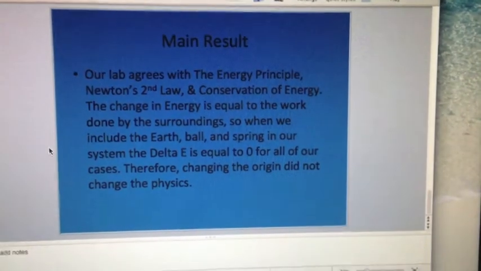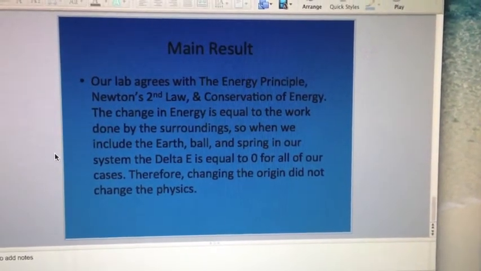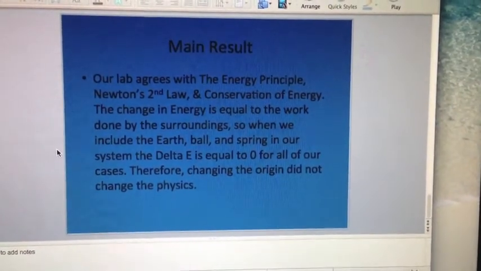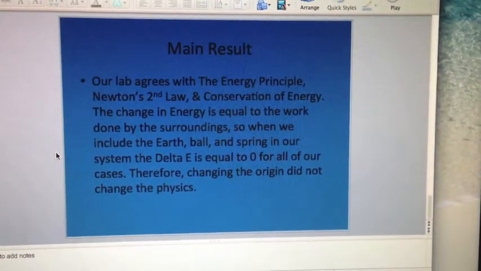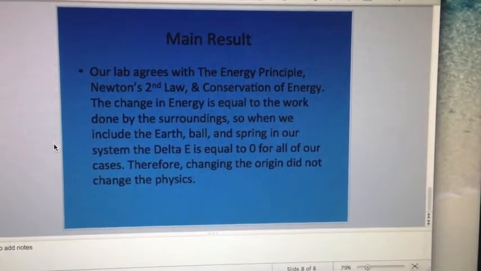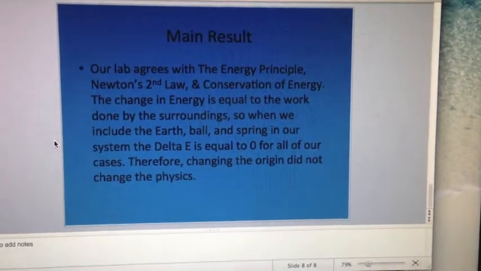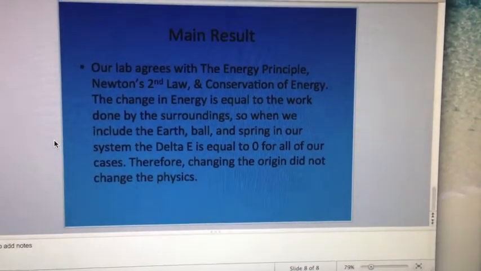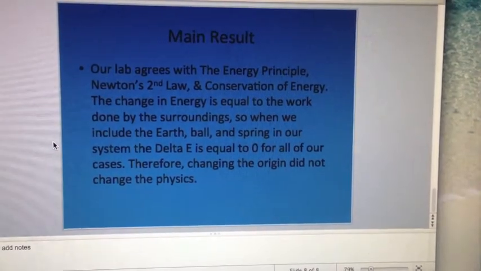So our main result for this lab was to prove that the energy principle, Newton's second law, and the conservation of energy were all demonstrated in this. We know that the change in energy is equal to the work done by the surroundings. So when we include the ball and the earth and the spring in our system, our delta E is going to be equal to 0 for all of our cases. Therefore, the origin isn't going to change the physics.